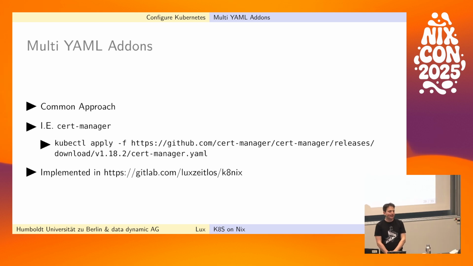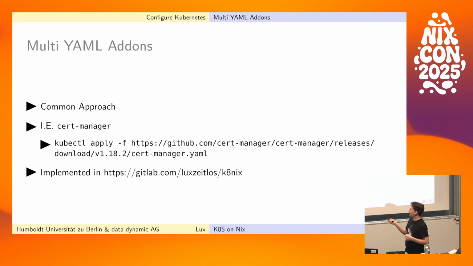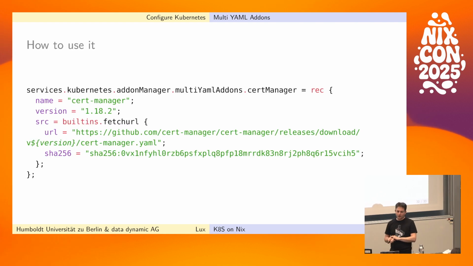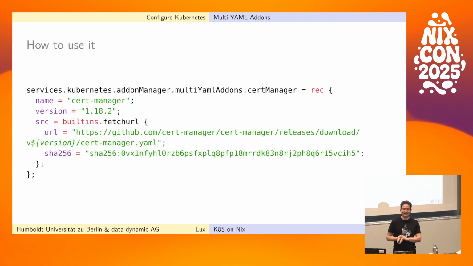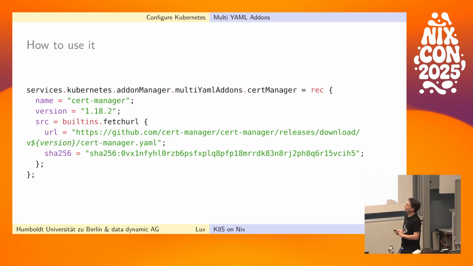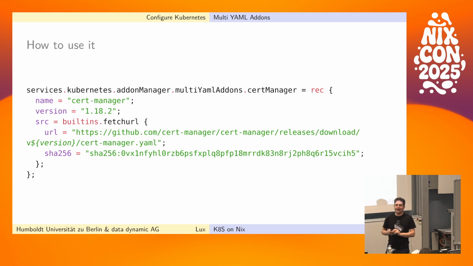But what I did is very simple: if you have the addon-manager, why not write a simple derivation for these kinds of large YAMLs? So I did it, and I have a little example implementation there that can be used, and I think it is quite useful. So how can it be used? It can be used like that, just say, okay, here's my source. I have a hash now. That's better.